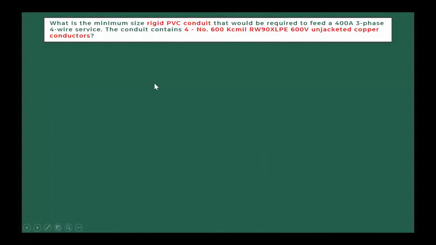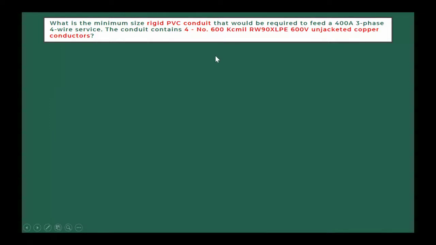Okay, so let's do a PVC question. Let's see how you do with this one. The minimum size rigid PVC conduit that would be required to feed a 400 amp, 3-phase, 4-wire service. The conduit contains 4 number 600 kcmil, RW90, 600 volt, unjacketed copper.